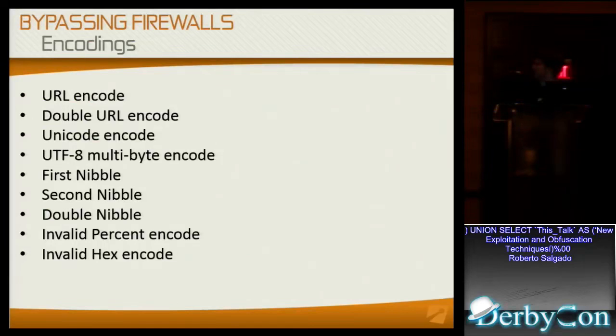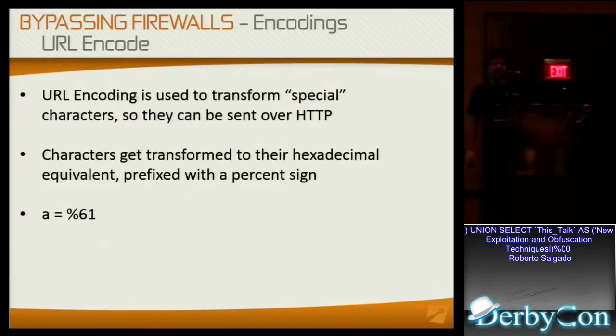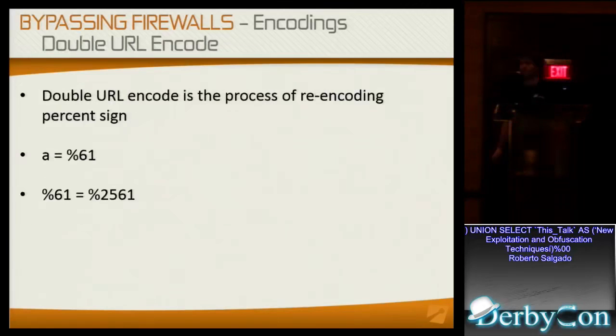URL encode is your basic encoding. Everyone knows URL encoding. In your browser, you always see it. It's just when you have the hex here, there's the % right before that. That's because you need to transform these special characters so they can be sent over HTTP traffic. Basically, A just becomes the hex equivalent 61, and you just put the % sign right before it. Double URL encoding is kind of the same logic. You just re-encode. You do a normal URL encode twice. So in this case, the % sign gets encoded again, and it becomes %25.